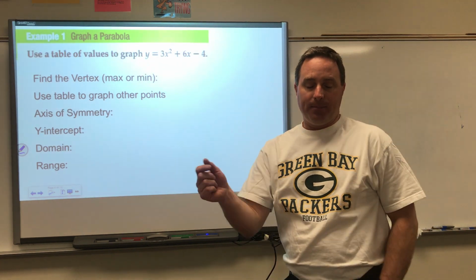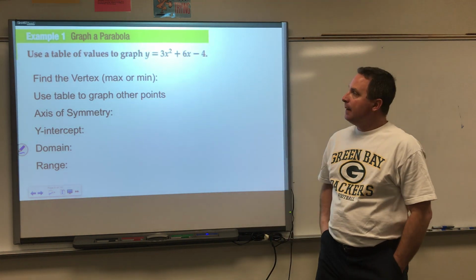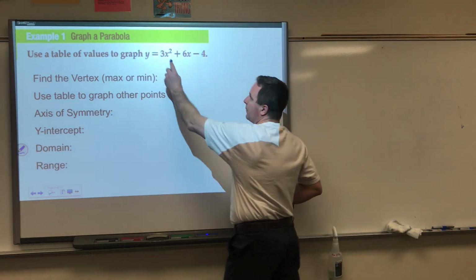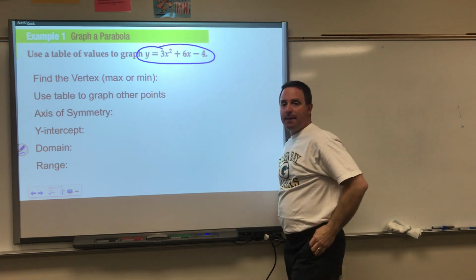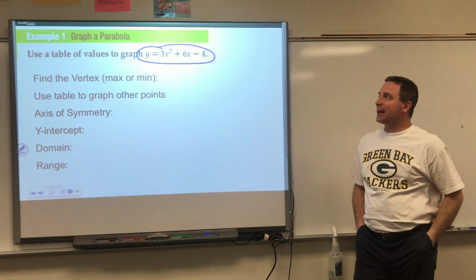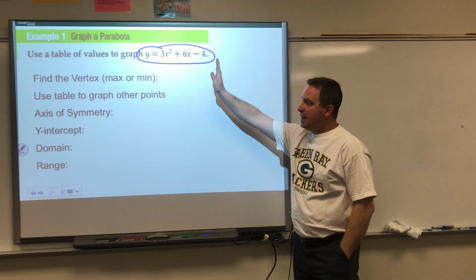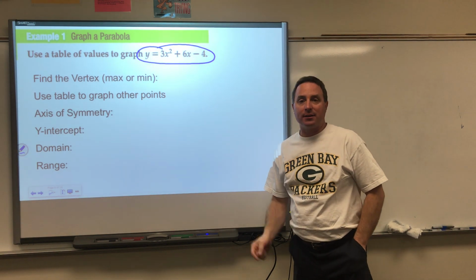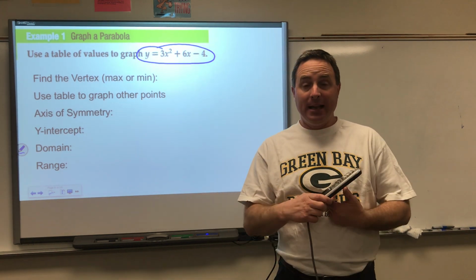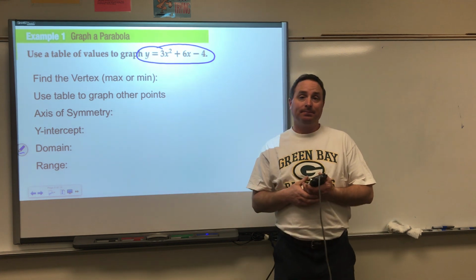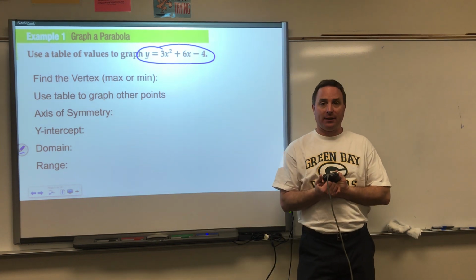Let's take a look at a couple. I have an equation right up here at the top. The quadratic equation, 3x squared plus 6x minus 4. We're going to try to find all these different pieces. So you're going to need two things today. You're going to need your graphing calculator, and you're going to need a piece of graph paper. Graph paper would be helpful, I think.